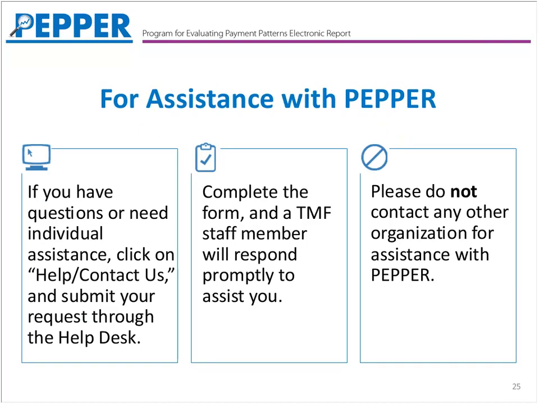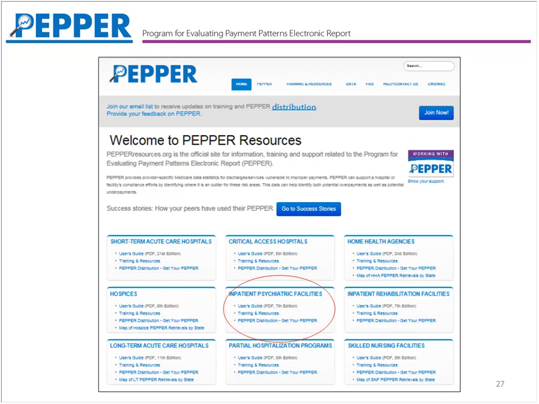If you find that you do need some assistance with PEPPER, please visit our website, pepperresources.org, and click on the Help Contact Us button, and then click on the Help Desk button. There's a form there that you'll complete, and a member of our team will respond promptly to assist you. I do ask that you please do not contact any other organization for assistance with PEPPER. We're the official source.